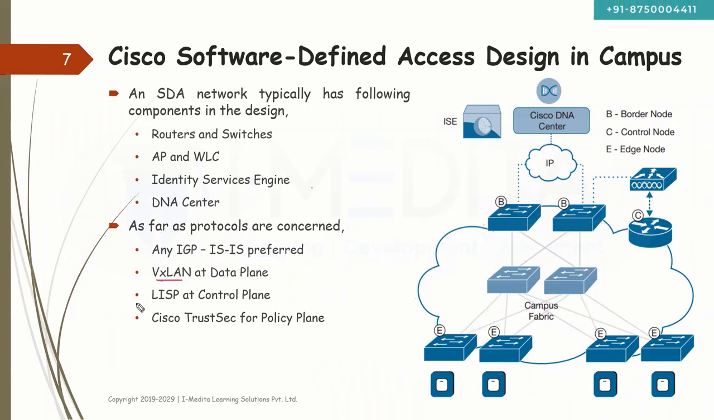VXLAN is a protocol that will be used to perform data plane encapsulation. When the traffic moves from one device to another device, it will be encapsulated with a protocol called VXLAN. So the VXLAN protocol will be required at the data plane. The LISP protocol, Locator ID Separation Protocol, will be required at something called the control plane. And Cisco TrustSec, CTS, will be required for the policy plane.